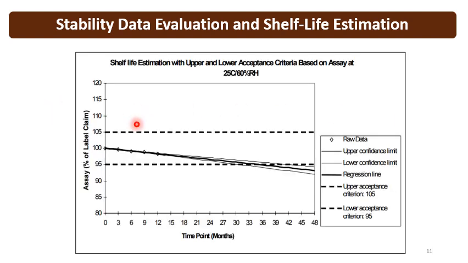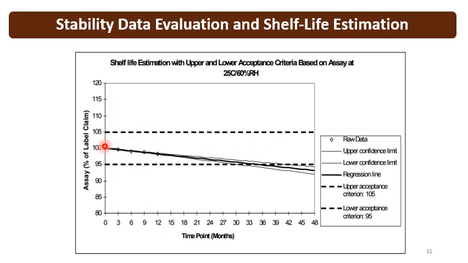Now here I have taken an example from the EMA guideline, just for understanding. Shelf life estimation with upper and lower acceptance criteria based on assay at 25 degrees and 60% RH. So this is the example of extrapolation. Here assay is given, percentage of label claim, and here time points in months are given. Now consider the lower and upper specification for assay as 95 to 105%.